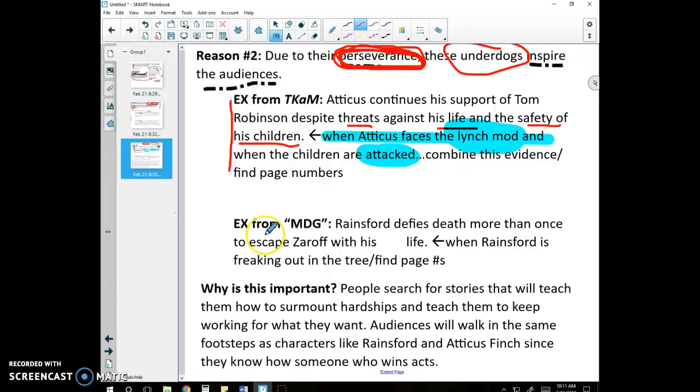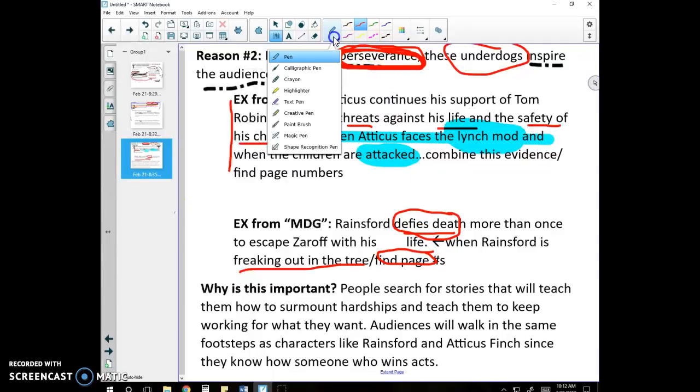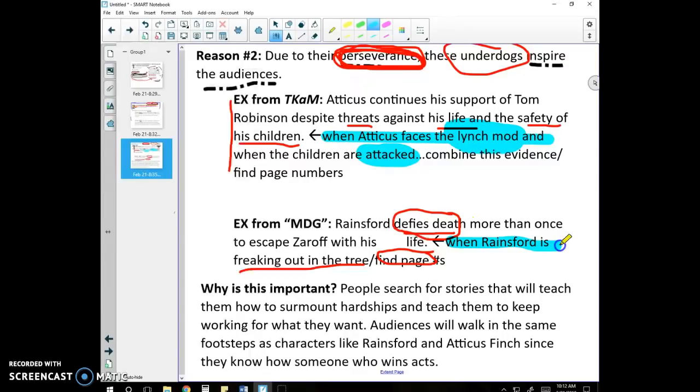Then I look down to The Most Dangerous Game. Rainsford defies death more than once to escape Zaroff with his life. So here I'm saying that even though he's the underdog, he perseveres through this. And I'm thinking of when he's freaking out in the tree. You totally thought he was going to die, but he continued to work beyond that. Again, I don't have page numbers, so I've got to find that. But I've got ideas of what evidence I could use.